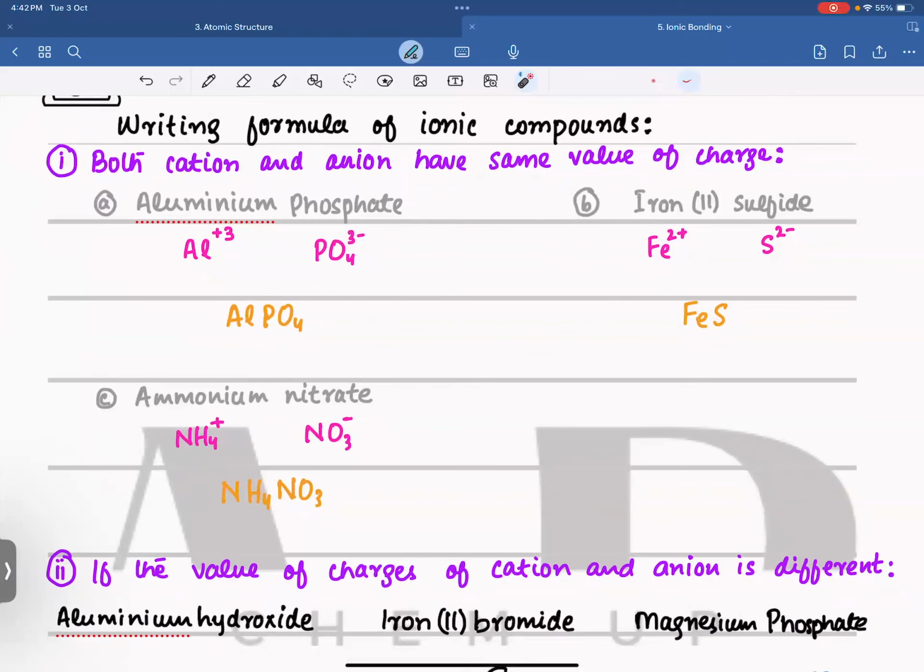Just listen to the next instruction. After completing this, have a look at the next rule. They are saying if the value of the charges of cation and anion is different. The first case is aluminium hydroxide. So you just put the ions like this for the last three at the bottom. After writing the names, you need to put the formula of the ions below the names, like this. You can take the help of the periodic table and the polyatomic ions that you have noted down.